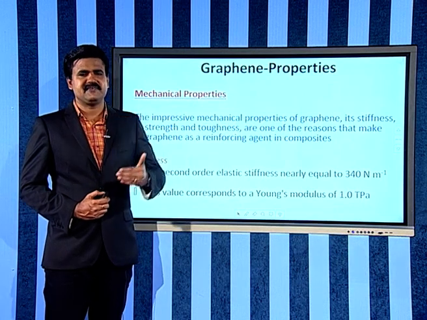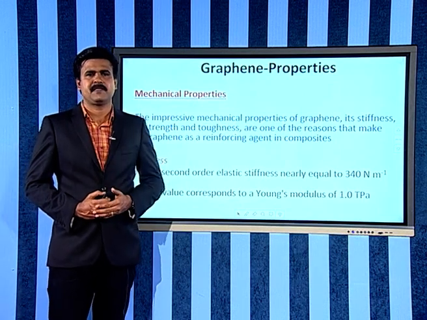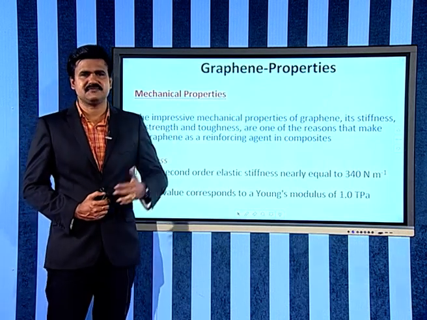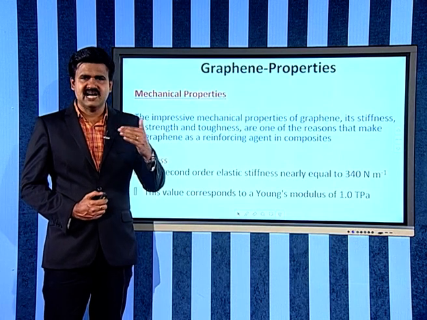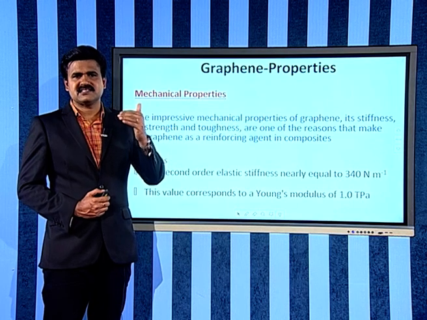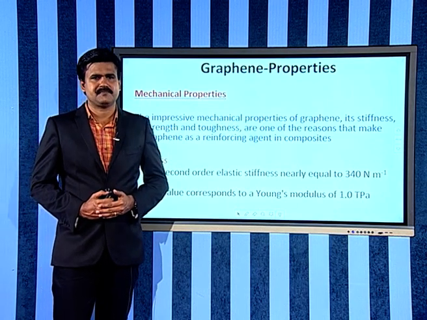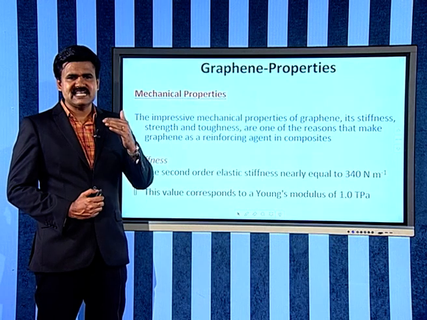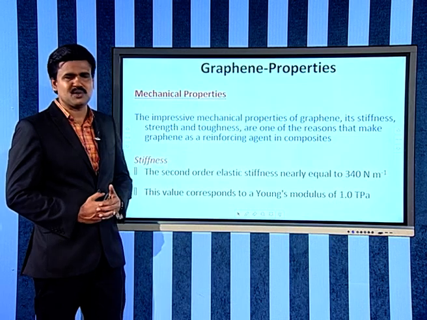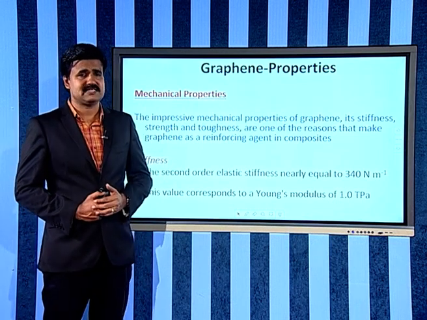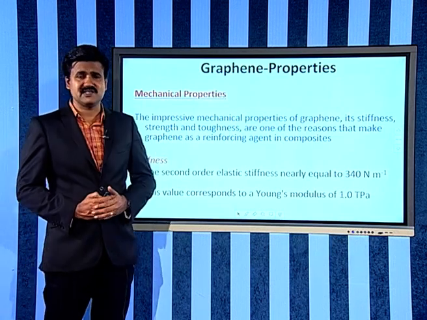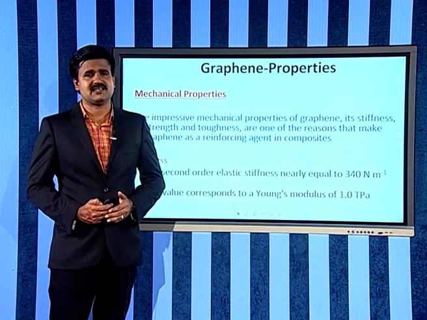Regarding the mechanical properties, graphene is associated with impressive mechanical properties such as stiffness, strength, and toughness. Stiffness is one important characteristic feature. The second order elastic stiffness in graphene is nearly equal to 340 Newton per meter. This value corresponds to a Young's modulus of 1 terapascal.